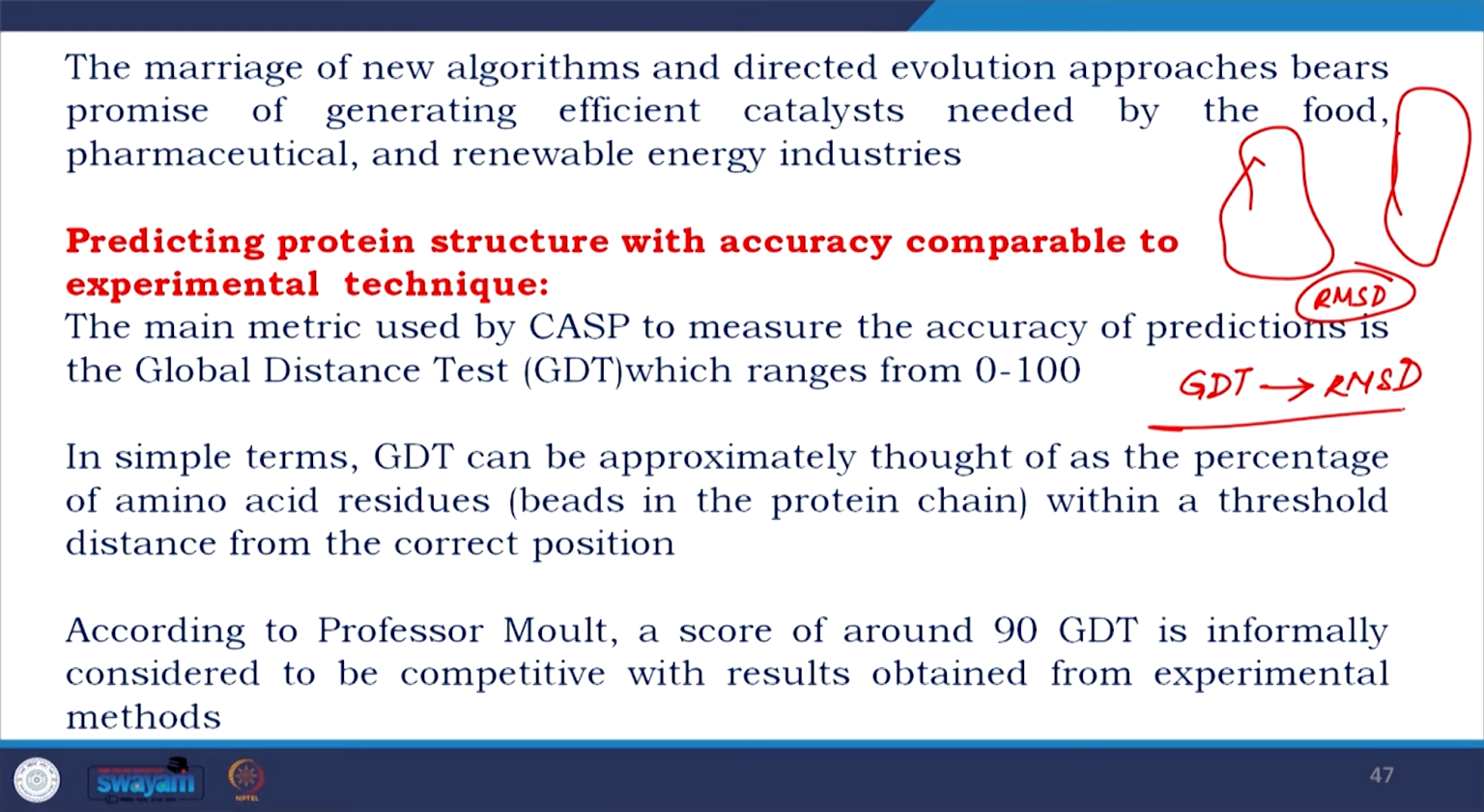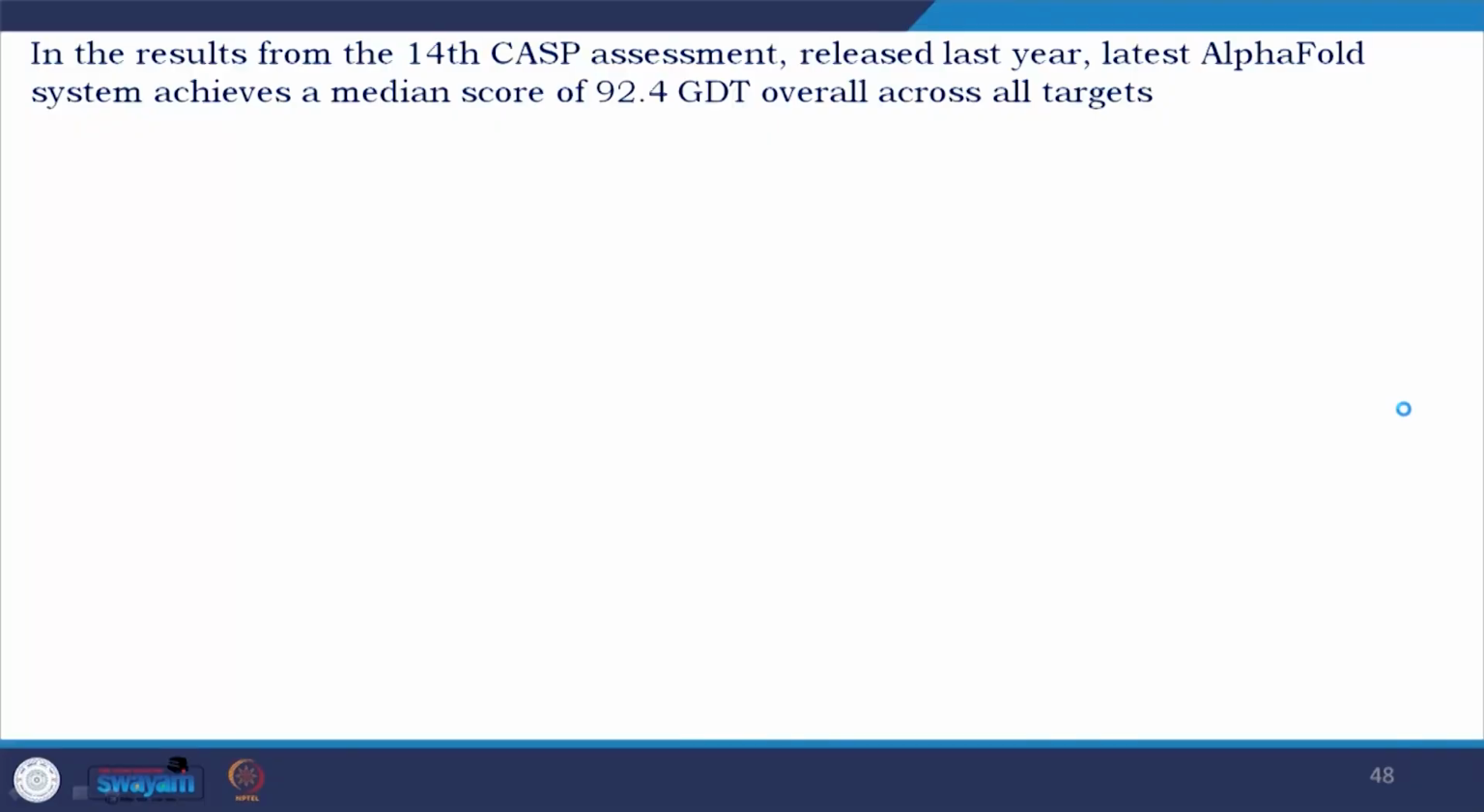According to Professor Moult, a score of around 90 GDT is informally considered to be competitive with results obtained from experimental methods. So, GDT is measured from 0 to 100, and if a prediction program could score more than 90, the prediction would be considered as per experiment. In the results from the 14th CASP assessment released last year in 2020, the latest AlphaFold system achieves a median score of 92.4 GDT overall across all targets.